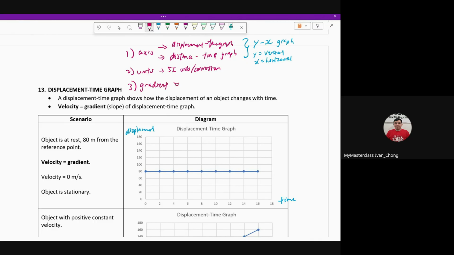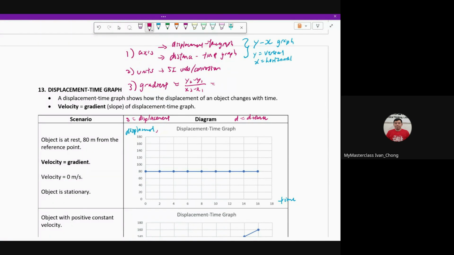Okay, third, and this is the one that is a little bit more special, is your gradient. So gradient is y2 minus y1 over x2 minus x1. In this case, this is your displacement. For displacement, we actually use s. So s is not your speed, s is your displacement, and d is for your distance. You can use d if you feel more comfortable with it, but once you go up to higher levels, you will see that s represents displacement a lot more. So in this case, let's use s.